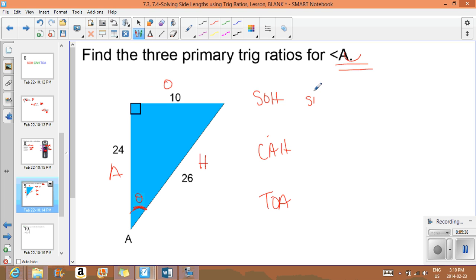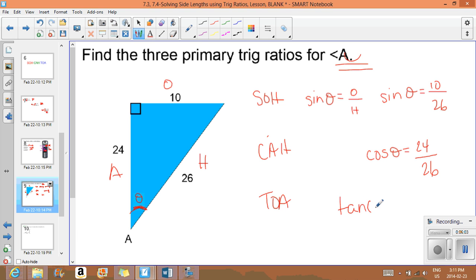So this one, sine theta equals O over H. If we rewrite this, sine theta, what was our O? Our O was 10. Our H was 26. The cos is cos theta equals adjacent over hypotenuse. Adjacent was 24. Hypotenuse was 26. Tan theta equals opposite over adjacent. Opposite was 10 and adjacent was 24. And again, these can be reduced and these can also all be turned into decimal form.